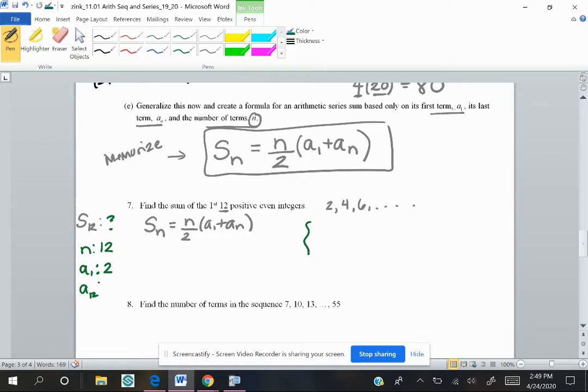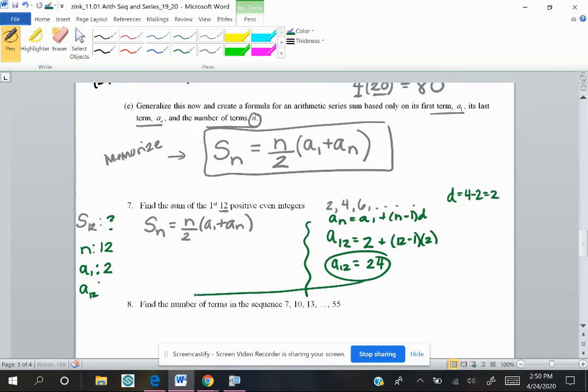So what I'm going to do is over here, I'm going to find the 12th term. To find the 12th term, I need my term formula, which I am given, so you don't have to memorize that one. So I'm looking for the 12th term. My first term, a sub 1, is 2, and here is 12. And my common difference, 4 minus 2, would be 2, because I'm going up by 2 each time. And that gives me 24. So now I know a sub 12 is 24. That's the hardest part, that you have to find that term first.